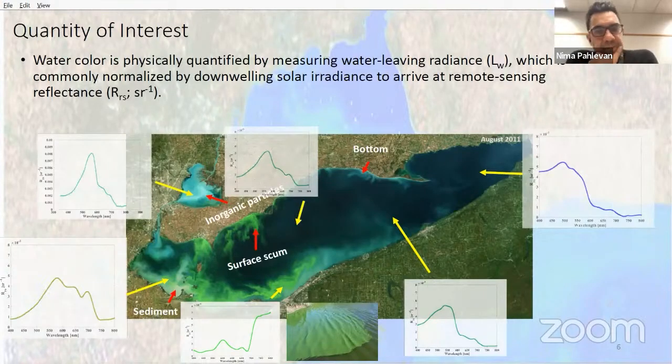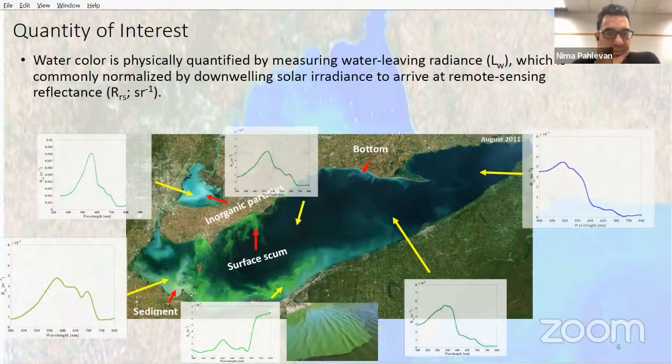And the different water colors are reflected in different Rrs spectrum shapes and magnitudes. For instance, if you look all the way to the right, you see blue water on the east portion of Lake Erie. The spectrum appears to peak around the blue part of the spectrum, so it's simply indicating that you're looking at blue water.